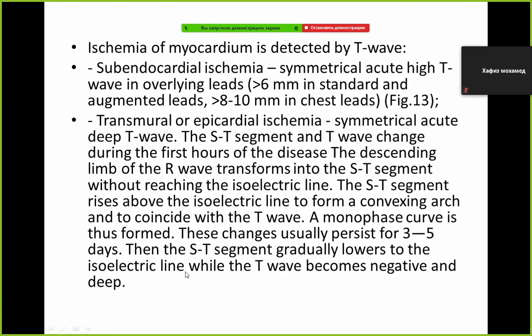So ischemia of myocardium is detected by T-wave. Subendocardial ischemia is detected by symmetrical acute high T-wave in overlying leads. Transmural or epicardial ischemia, symmetrical acute deep T-wave. The ST segment and T-wave changes during the first hours of the disease.